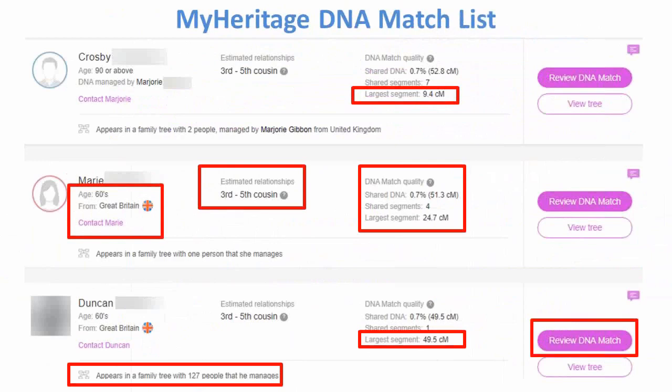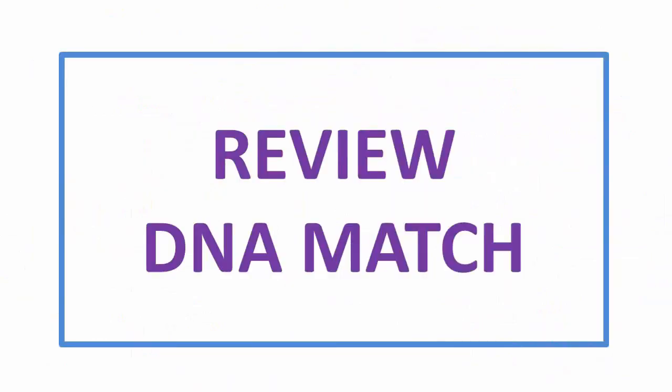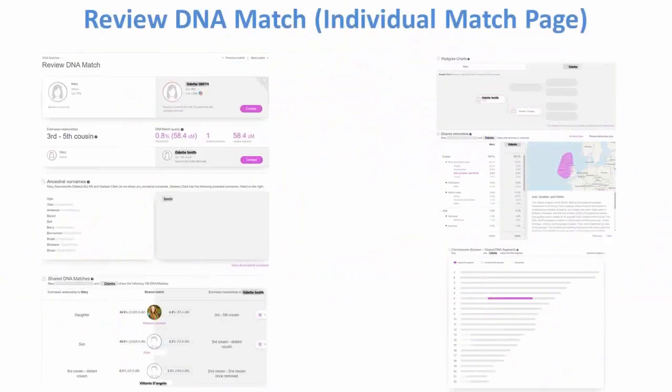So the next thing you want to do when you're looking at the DNA match list is to go to the Review DNA Match page, and there is a plethora of information to get through there as well. I'm just going to give you a quick overview of it here. So you'll notice when you're on the Review DNA Match, which I also call the Individual Match page, that as you scroll down, you'll see lots of different sections with lots and lots of information. So I'm just going to break that down.